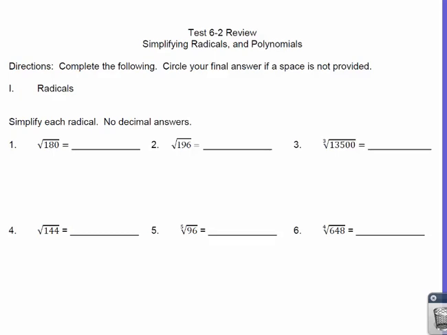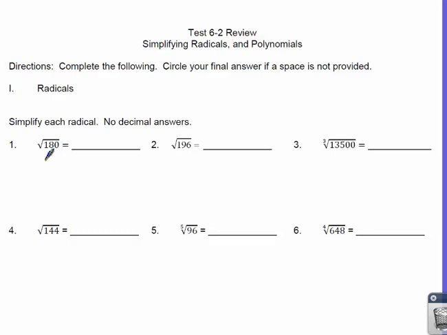So if you remember radicals, what we do is we break the number down using prime factorization, and then we pull out, if it's a square root, we pull out pairs. If it's a cube root, we pull out three of a kinds, and so on and so forth. So let's see if we can do a few of these, and then we will move on to the next section. So in this first one, we know 180.